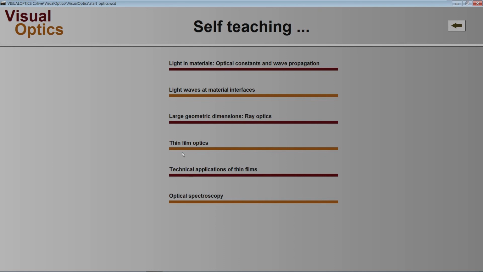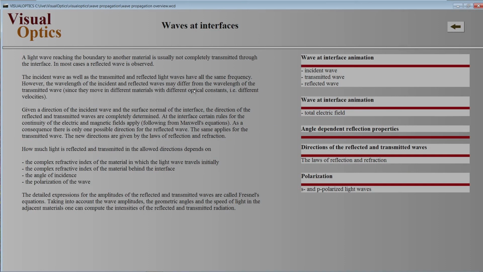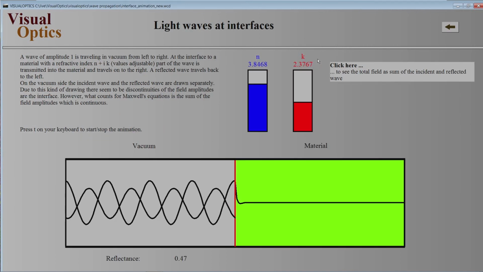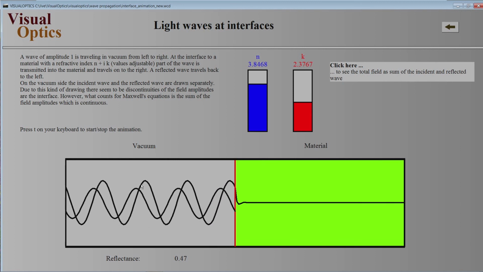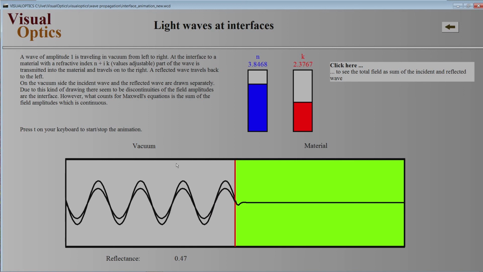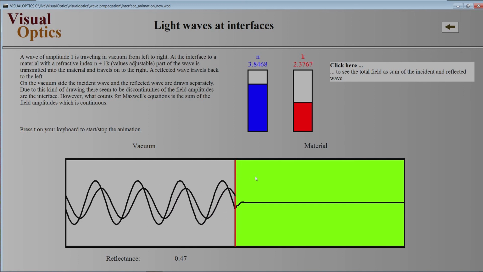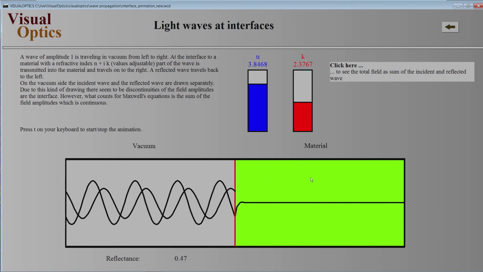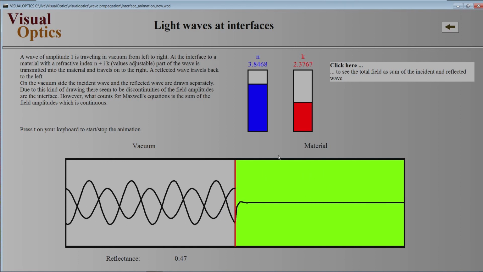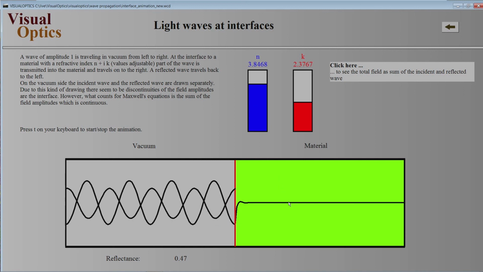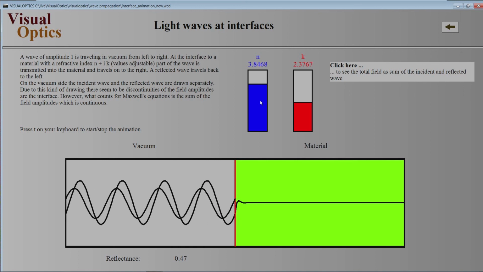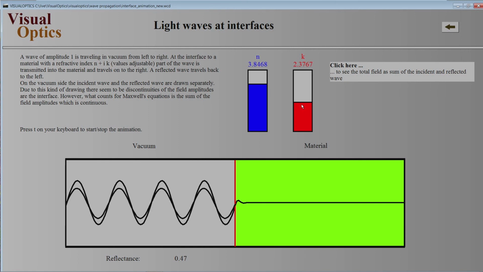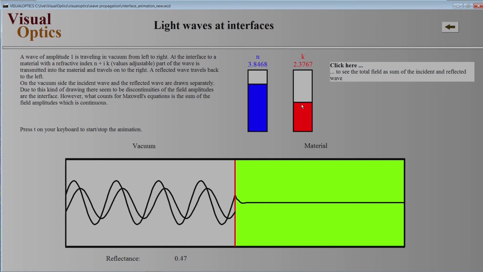Okay, let's take a look at light waves at a single interface. And here is a little animation that shows a light wave approaching from the left side in vacuum. Here is an interface between vacuum and the material to the right. And what we can change here is the optical constants of this material, N and K. N was the real part determining the speed of light. K is the imaginary part, and that tells us about the absorption.